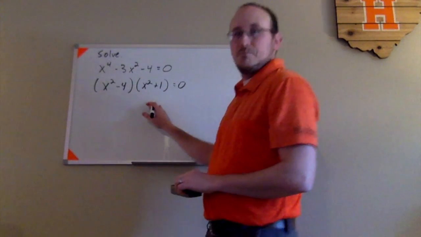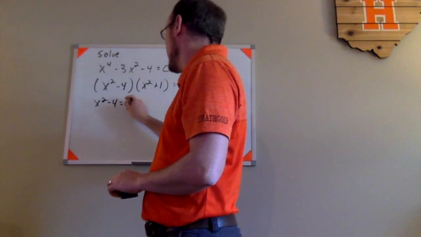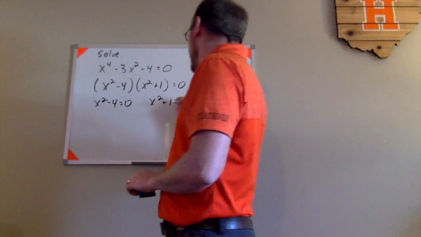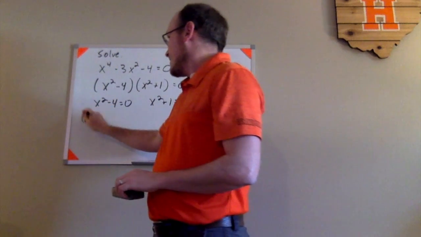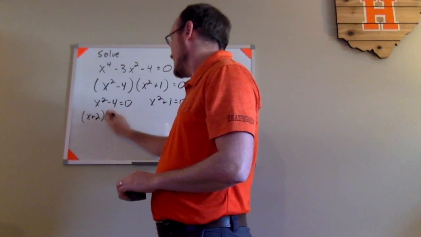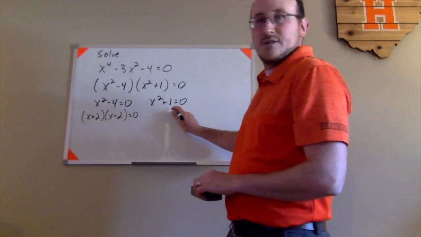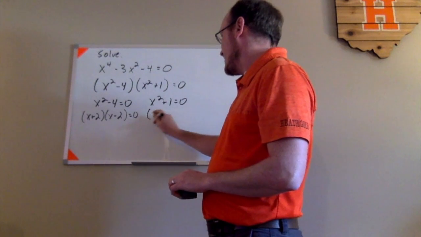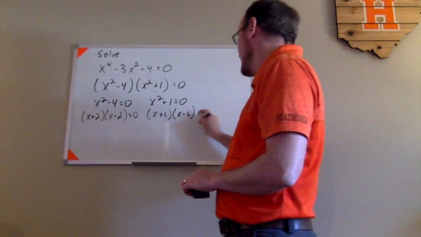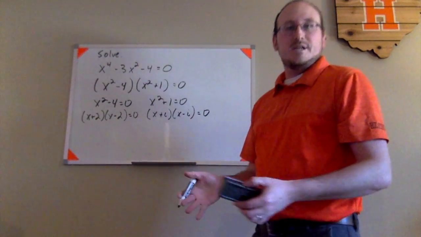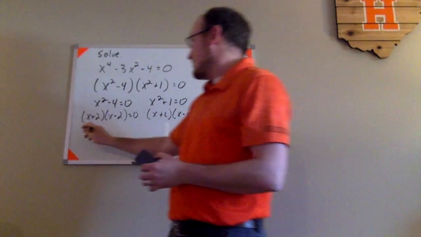But once you get to this point, you just set each factor equal to 0. I have x squared minus 4 equals 0, and x squared plus 1 equals 0. Recognizing that this is a difference of squares, I could factor it as x plus 2 times x minus 2. Recognizing this as a sum of squares from a previous video, I could factor this as x plus i times x minus i. And then again, I can take advantage of the zero product property here in both of these cases to set each of these factors equal to 0.